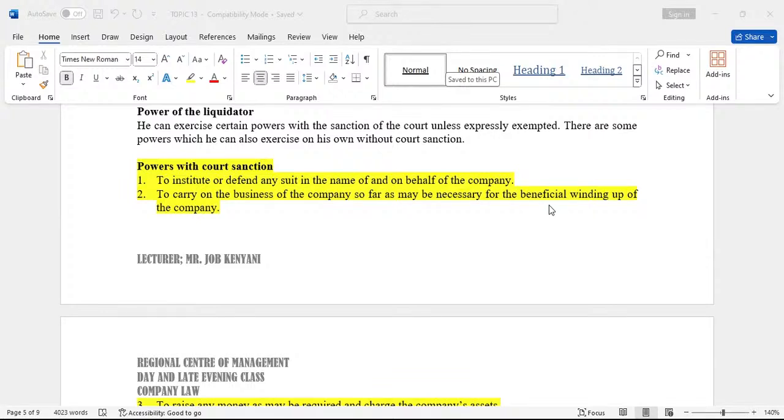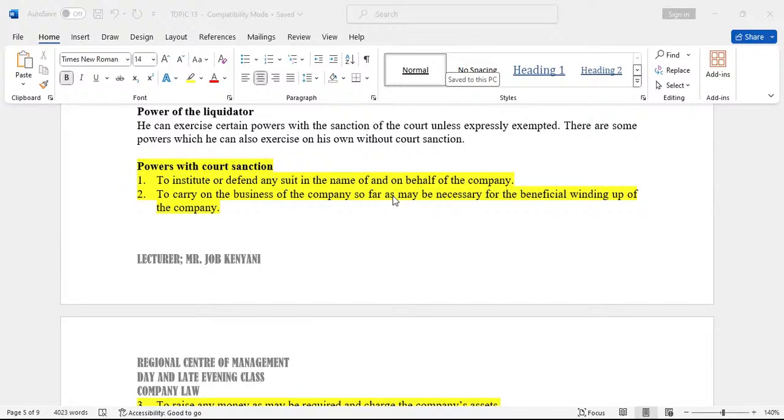Part of the powers sanctioned by the court include, for example, to institute or defend any suit in the name of and on behalf of the company. In this case, the liquidator will be the one in charge of everything within the company. When the company is under liquidation, he'll be the person to go to, the person to undertake all the processes pertaining to the company. So if any kind of action has to be brought for the company or any suit defended against the company, the liquidator will be there to do that on behalf of the company.